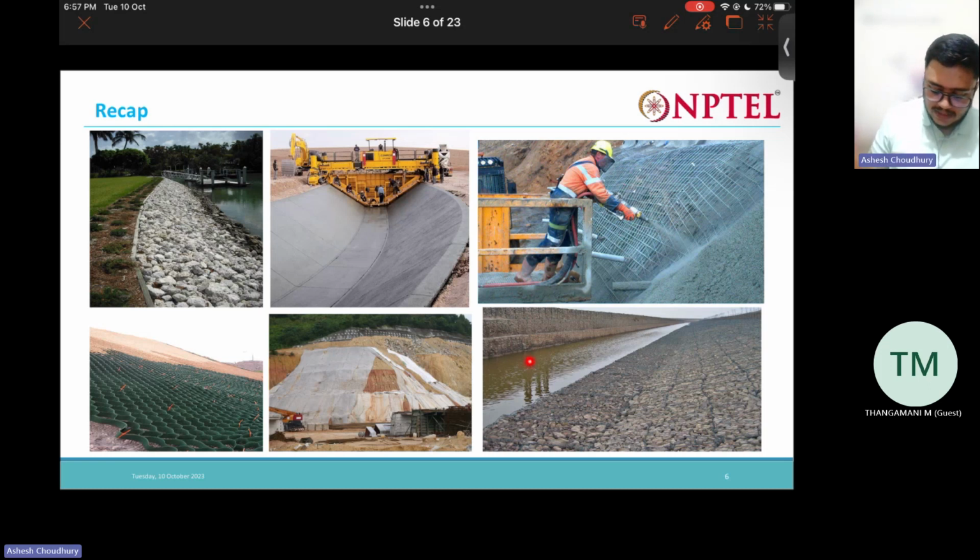And here we have this gabion. You can see these cages are there. Inside that, we have aggregates filled to construct this gabion. So here also we have gabion, and on this side also we have gabion, and water is flowing between.